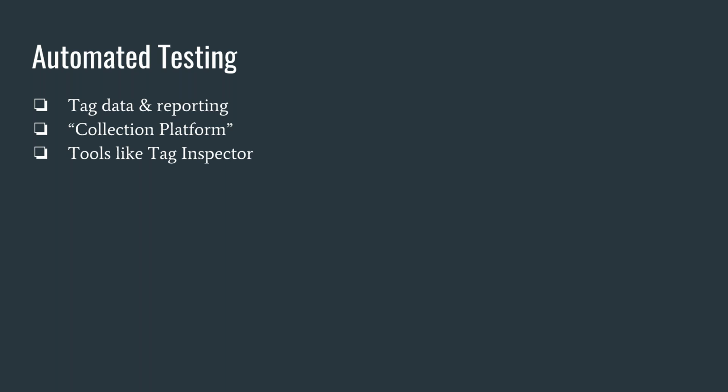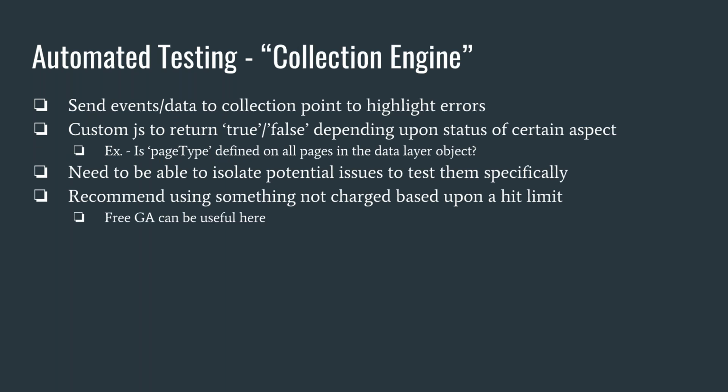The second means of being able to test is what I like to call a collection platform, or a collection engine. So what you can do here, it's a little bit of a hack, but you can send events or data to a collection point in order to be able to highlight errors. Now this could be an analytics platform. We'll do it sometimes with something like a free version of Google Analytics. One consideration when you're considering what that collection platform or engine is going to be is how much customization is it going to take, one, and two, what is pricing?